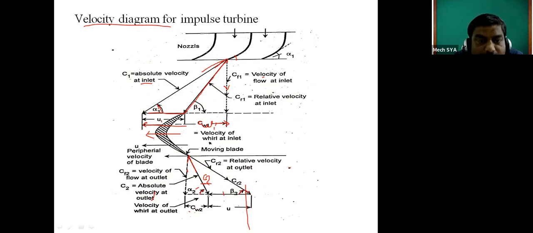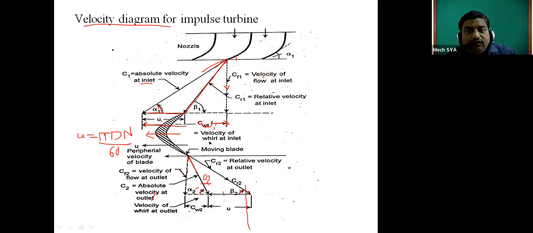Now, does everybody understand this? It is the peripheral or tangential velocity. It can be obtained by the equation U = πDN/60. So it is a rotary motion that we can convert into the tangential direction. We will not go directly into that.